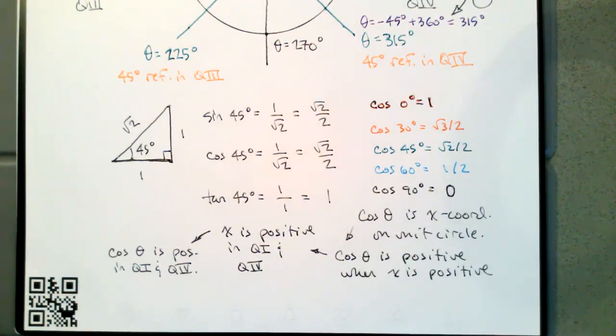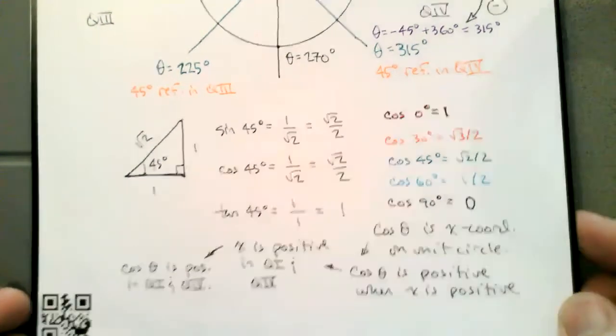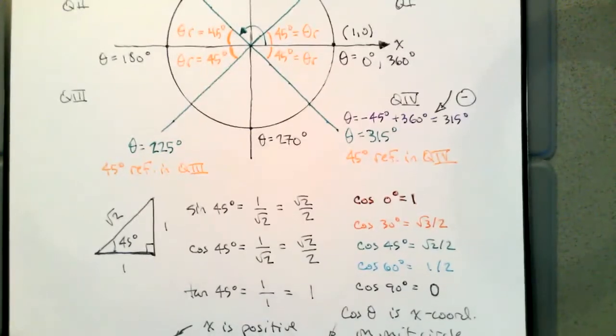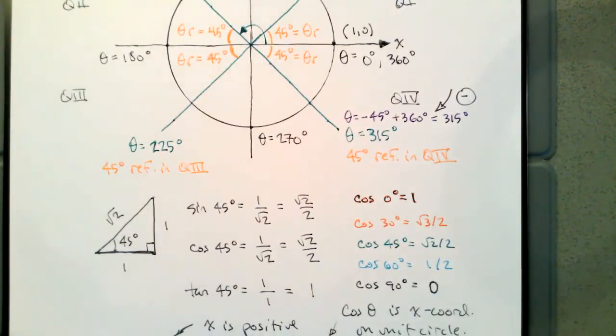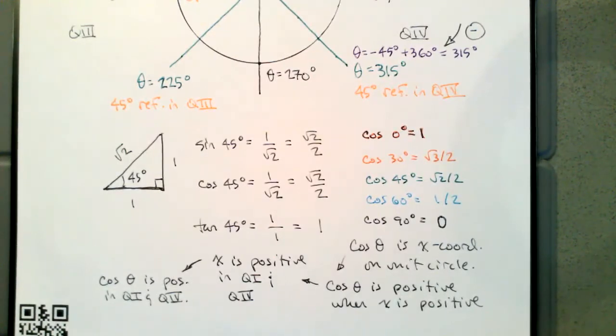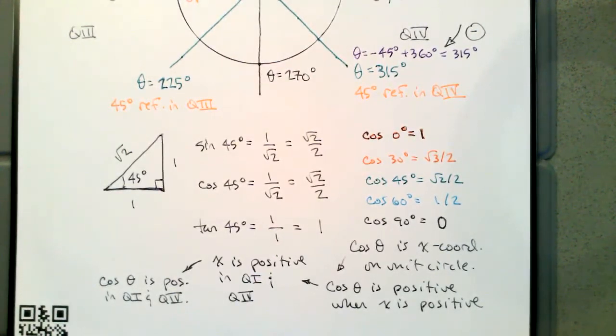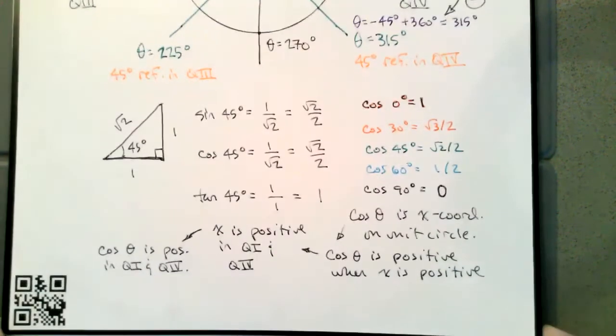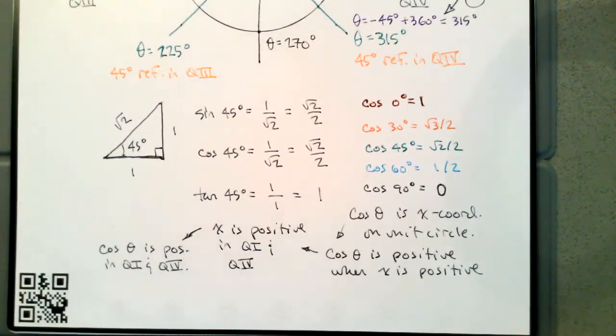So the values we're going to get from the reference angle, the sign we're going to get from the quadrant. And this is how we're going to put things together. Here's how we're going to remember what's positive where. Cosine theta is going to come from the x-coordinate on the unit circle. Cosine theta is positive when x is positive. X is positive in quadrant 1 and quadrant 4, so cosine theta is positive in quadrant 1 and quadrant 4.